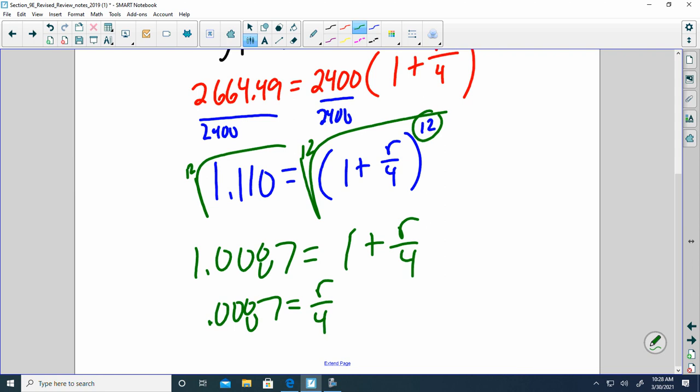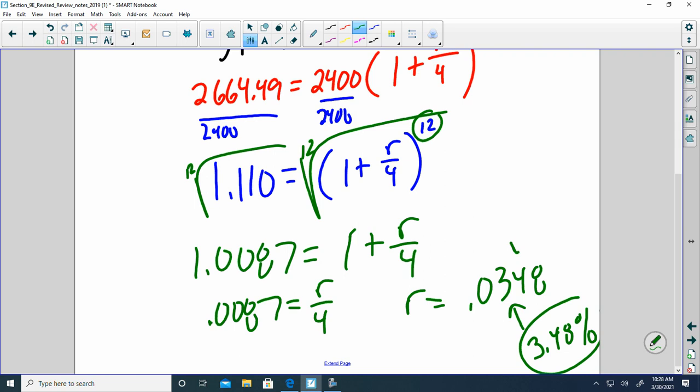Algebra 1 says I'm going to take the 0.0087 and multiply it times 4. So my rate is 0.0348. This as a percent will be 3.48%. If you gave this number without a percent, you're fine. If you gave it with a percent, it has to be that one. So a little logical thinking. I don't think it's impossible to do, but it's just a little bit of logical thinking.